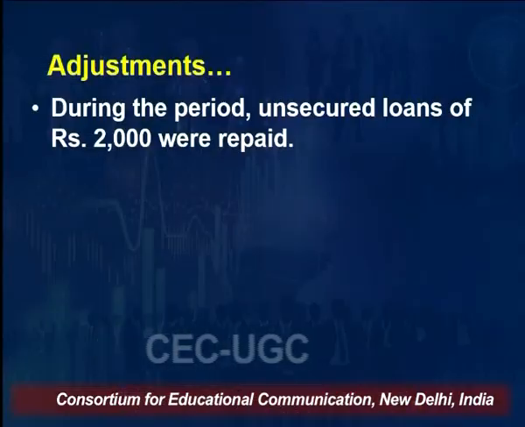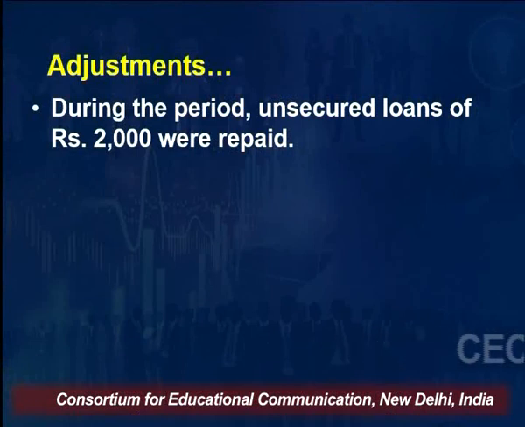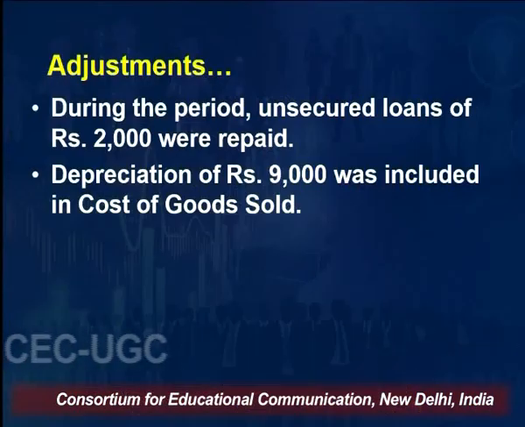Now further, if we look at the adjustments, the question provides that during the period unsecured loans of rupees 2,000 were repaid, which belongs to the repayment of loan category, and under the financing activity we shall be showing it as a cash outflow. The question reports that depreciation of rupees 9,000 was included in the cost of goods sold, which means it is a non-cash item, and the amount of depreciation is already reported in the question, that is rupees 9,000.